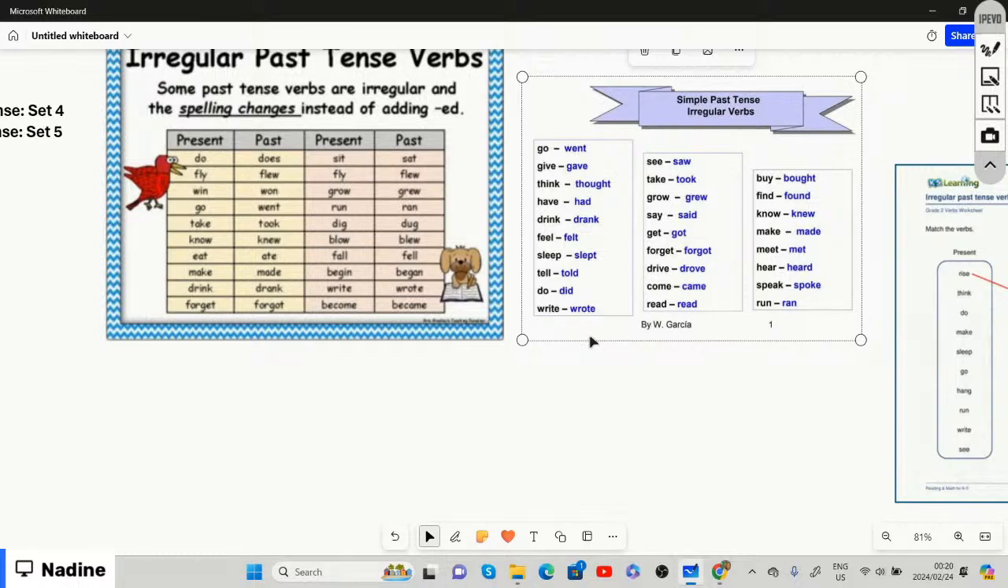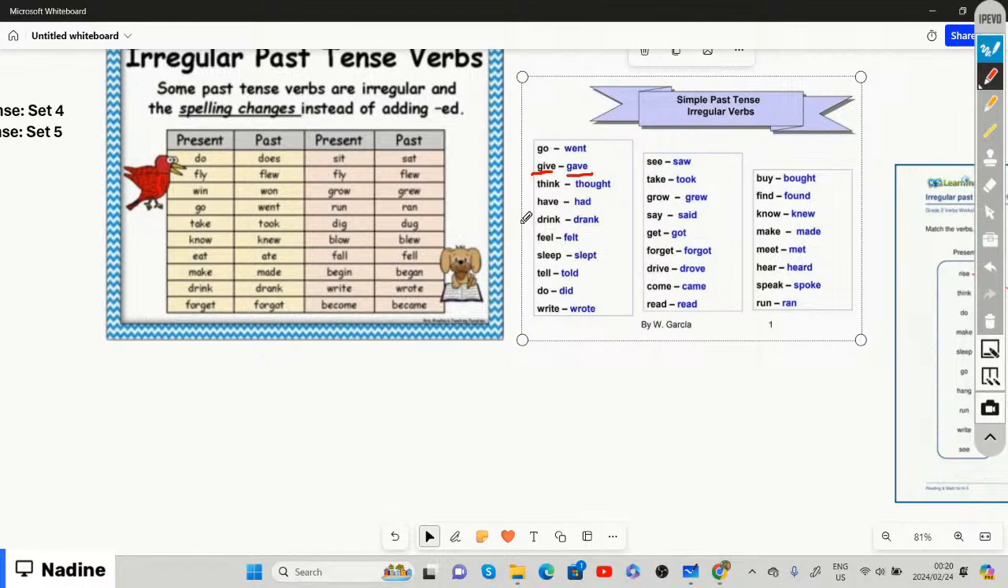So here we also have a few, and we say, for example, go. I go to the shop. In the past tense, I went to the shop. I give him a slice of bread. He gave me a packet of chips, for example, packet of crisps. Then we have think and thought, have and had, drink and drank, and so on.